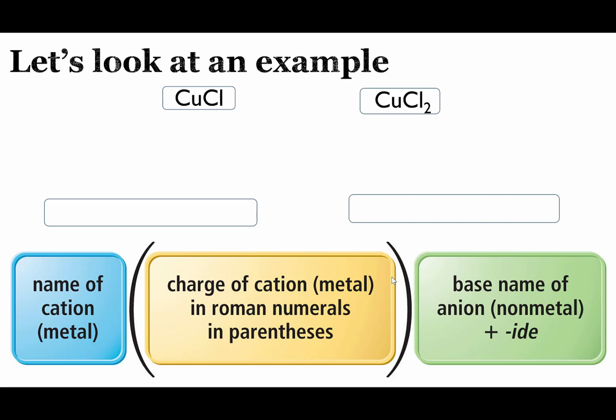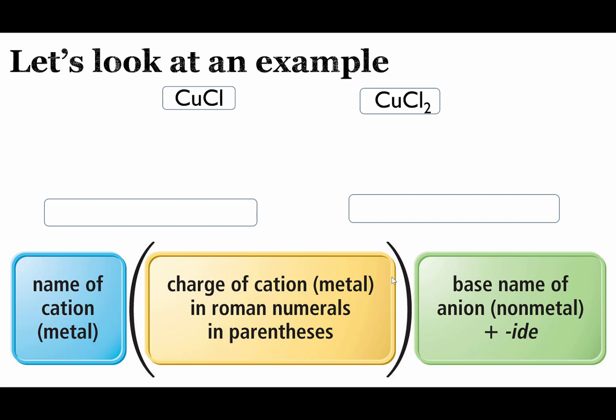Okay, so let's walk through a couple examples. Up at the top of the screen, I have two samples of copper and chlorine. Both of these formulas are true. Both of these formulas exist. They are actual chemical compounds. But they're going to have slightly different names. Okay? So let's start with the first one.